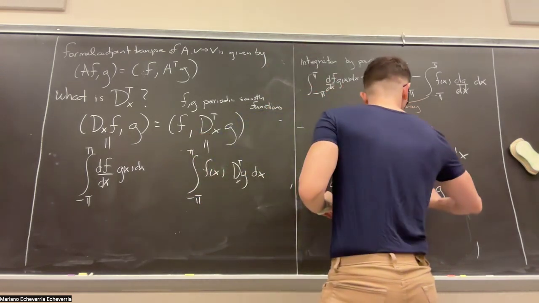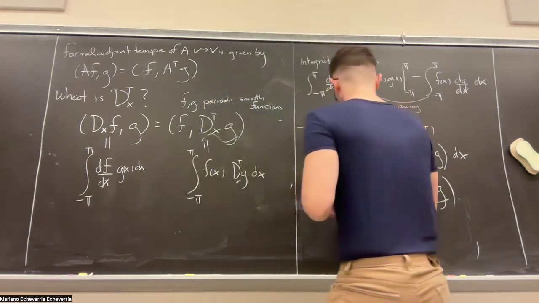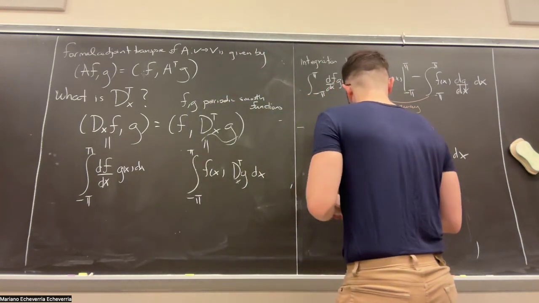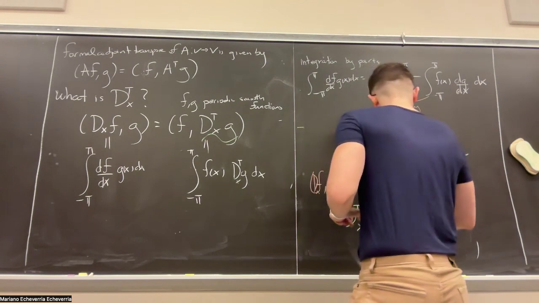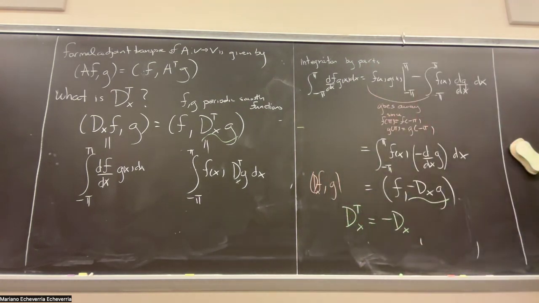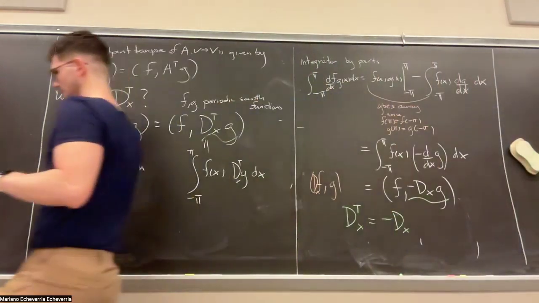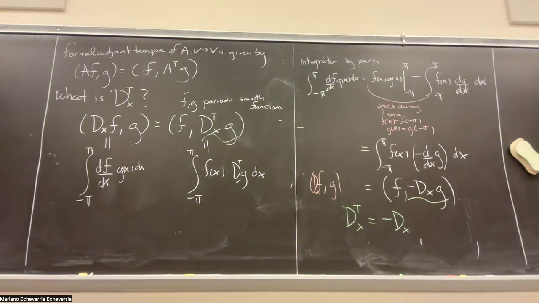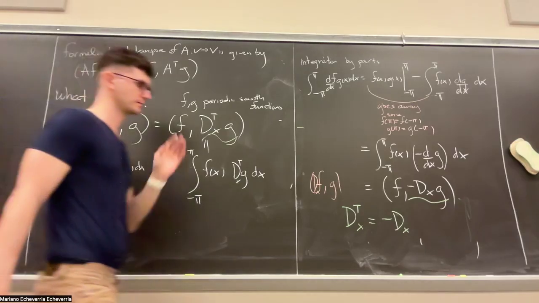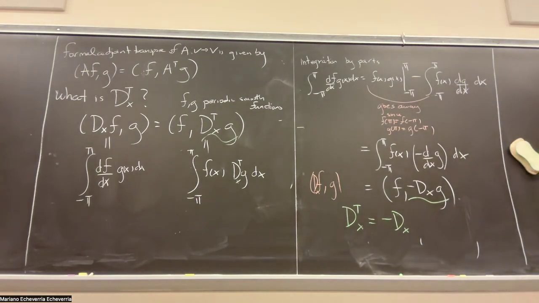So by comparison, is that making sense? The adjoint or the transpose of differentiating is just minus differentiating.